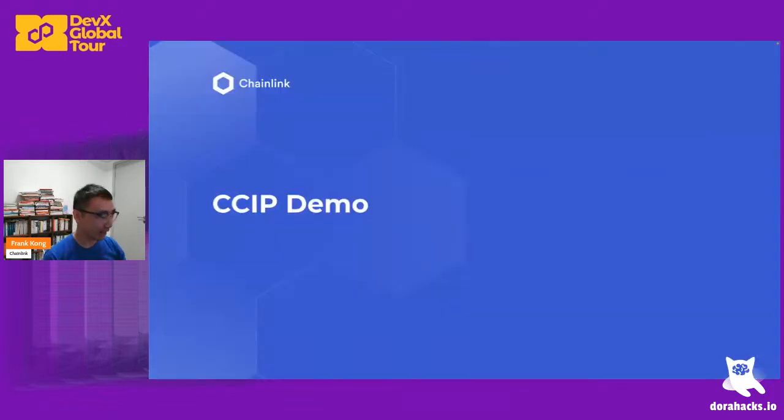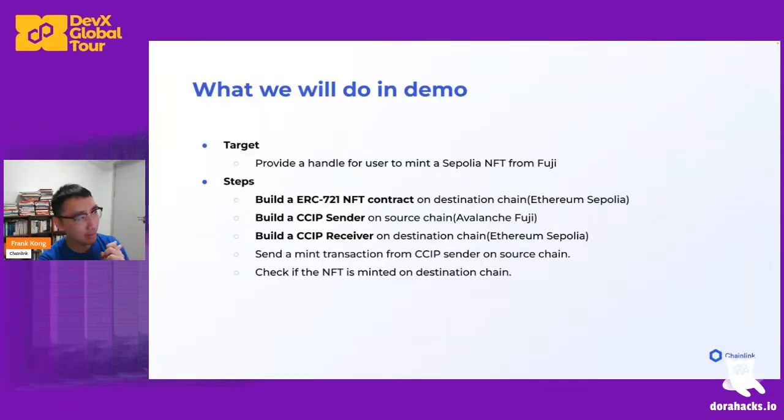So cool. I think I have already completed all the theoretical part. So we have 25 minutes left. In these 25 minutes, I'm going to do a demo with CCIP to show how to use Chainlink CCIP to send a cross-chain message from chain A to chain B and mint a new NFT on chain B. The target is that I will provide a handle for users to mint an NFT deployed on Sepolia, and this user would only need to send a transaction on Fuji, right?